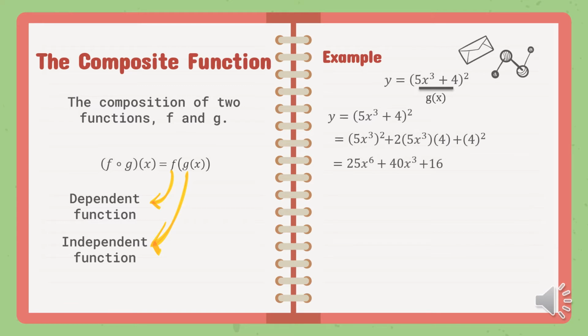Now we can find the derivative using the sum rule. Okay? So, y prime is equal to 150x cubed, the derivative of 25x raised to 6. The derivative of 40x cubed: multiply 3 and 40, it will be 120. Then, reduce the exponent by one. So, it will be x squared plus 0. We do not need to write 0 because the derivative of 16 is 0. So, that is the derivative of our given function.